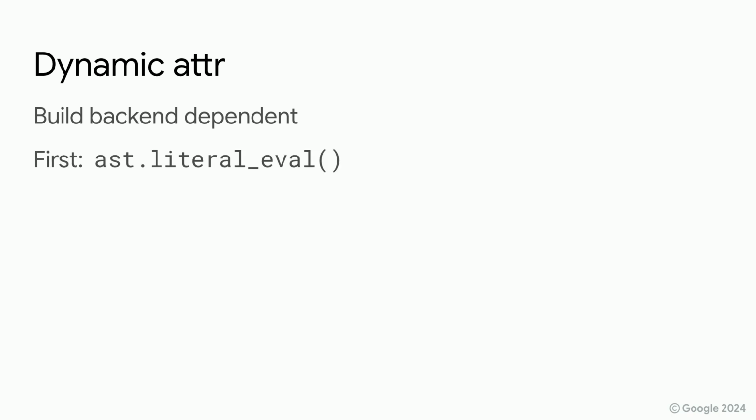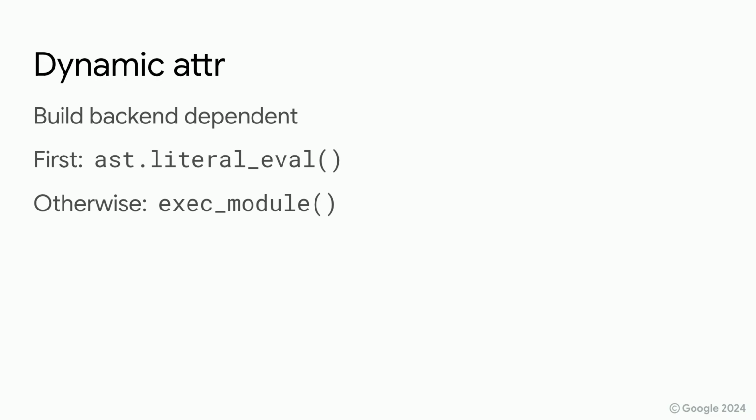Now, it's worth understanding a bit about how dynamic attributes work across at least flit and setuptools, because they're kind of build backend dependent. The build backend defines how this behavior works. And for at least setuptools and flit, they'll first try to parse with ast.literal_eval. But if that doesn't work, guess what it does? It just executes the module.